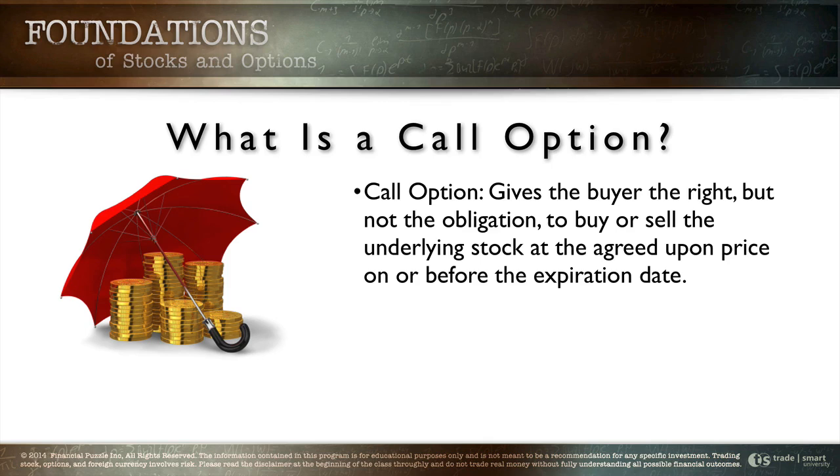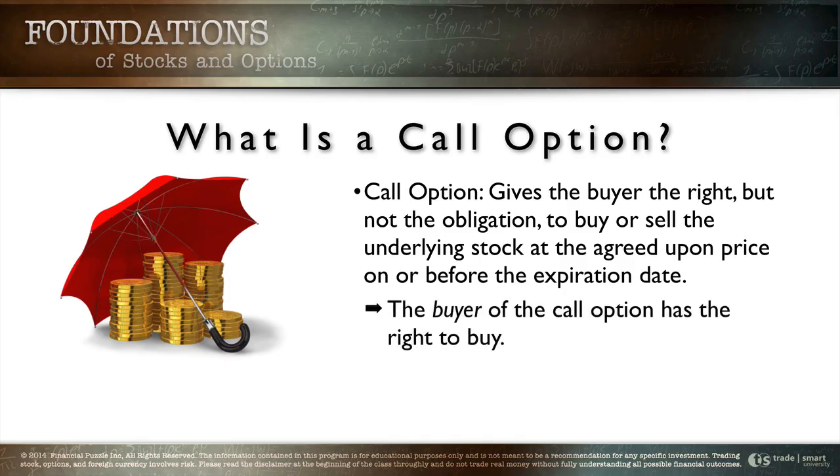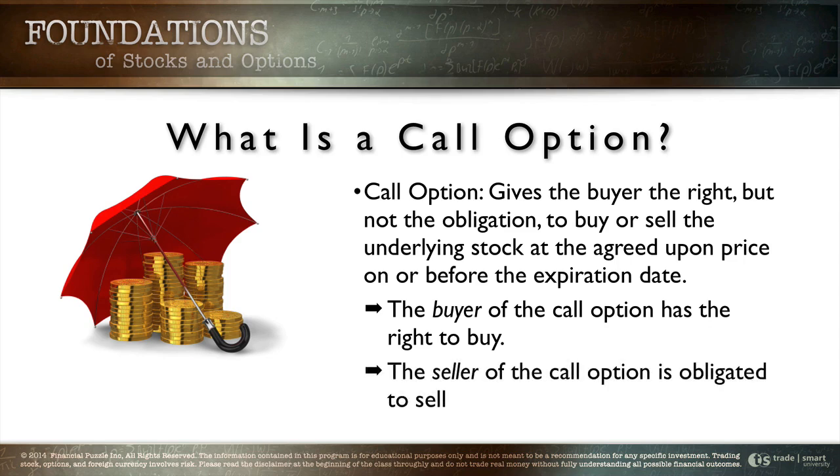Remember, the call option gives the buyer the right but not the obligation to buy or sell the underlying stock at the agreed upon price on or before expiration date. Joshua was my guinea pig for this one. So Joshua purchased the call option from Mr. Ron. The buyer of the call option has the right to buy the stock. Joshua purchased the right. Does everybody understand what Joshua got there? He purchased the right to buy the stock. He has the right to buy the Qs at 115 if Joshua wants to. The seller is obligated to sell it to him.